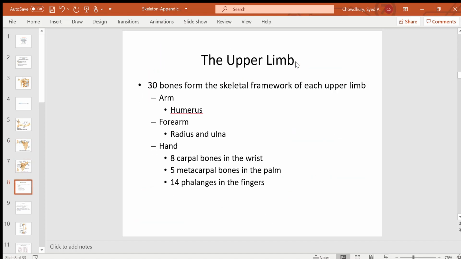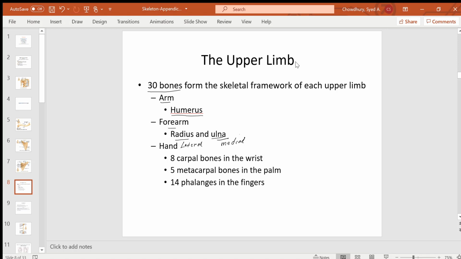Now we'll see the bones of the upper limb. In each upper limb you have total 30 bones. You have one bone in your arm, that is the humerus, you have two bones in the forearm, radius laterally and ulna medially. So lateral bone of the forearm is the radius and medial bone of the forearm is the ulna.